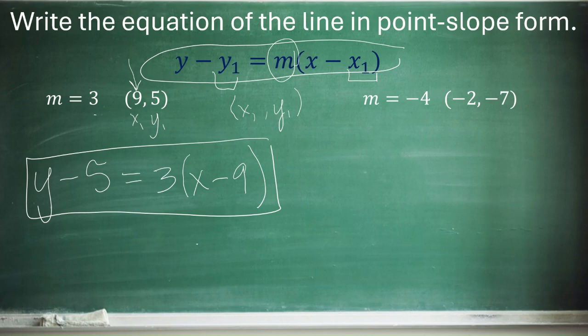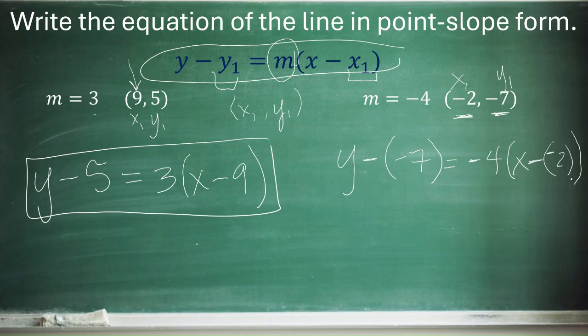All right, the next one's a little trickier because you're going to notice that we have several negative numbers. So we're going to do the same thing again. I'm going to write x sub 1 up here, y sub 1 here. So in this equation, we have y minus, and I'm going to use parentheses, negative 7 equals my slope of negative 4 times the quantity x minus, and then we have negative 2 here. You could do that in parentheses like that.